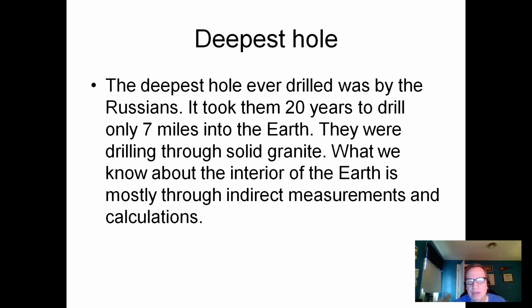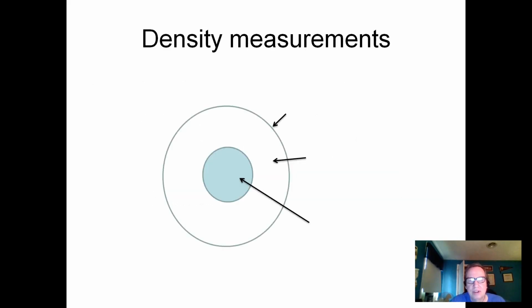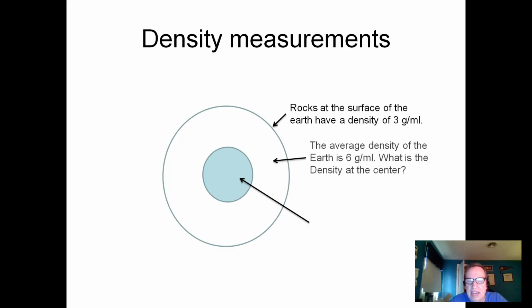We do know quite a bit about the interior of a planet, but mostly it's through indirect measurements and calculations, and that's what we're going to talk about next. All right, so one of the things we can do is we just talked about density. We know that rocks on the surface of the Earth have a density of about 3 grams per milliliter that we measured the first week of school. We know that the average density of Earth is about 6. I just calculated that a few minutes ago.